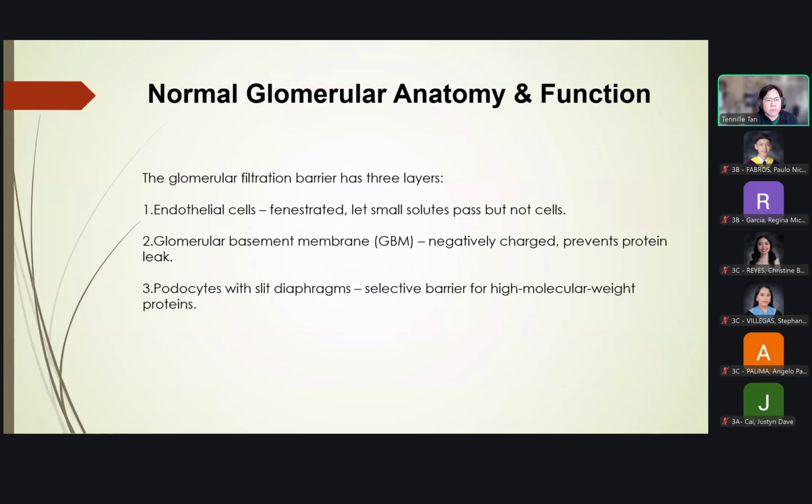Then you have your glomerular basement membrane, or GBM. It is negatively charged and will prevent protein leak. And then you have your podocytes with slit diaphragms. It is a selective barrier for high molecular weight proteins.